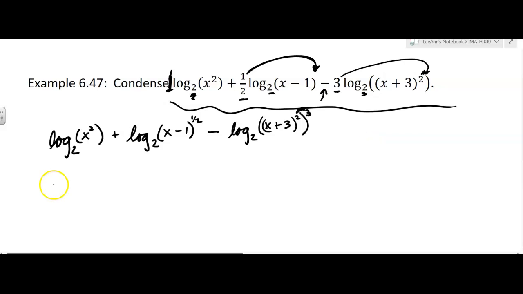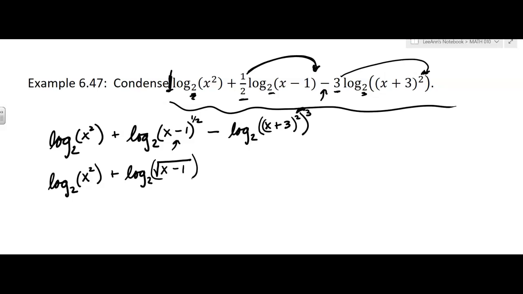Okay, so now I have log base 2 of x squared plus, I'm going to write this as log base 2, and I'm going to put this in radical notation. It's going to be the square root of x minus 1. Usually when we have a fraction as an exponent on these logarithm problems, they are going to put it in radical notation. Minus log base 2, and this is now going to be x plus 3 to the 6th power. Okay, and you can put parentheses around that if you want.